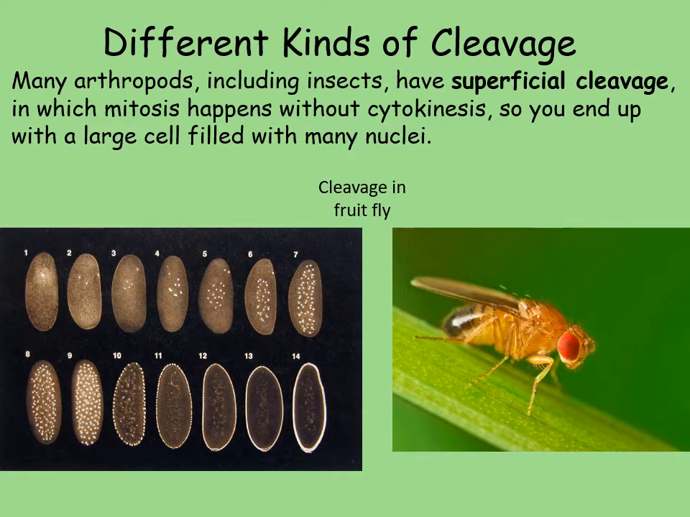So many arthropods, including insects, have a special form of cleavage called superficial cleavage. And this is where mitosis happens without cytokinesis. So you have a nucleus dividing over and over again, and you end up with one giant cell filled with hundreds of different nuclei. But there's no separate cell membrane separating these nuclei from each other. This is showing you cleavage as it would be in a fruit fly. You can see the stage here, like stage 9, just one big cell that's made up of maybe 100 or so different nuclei.